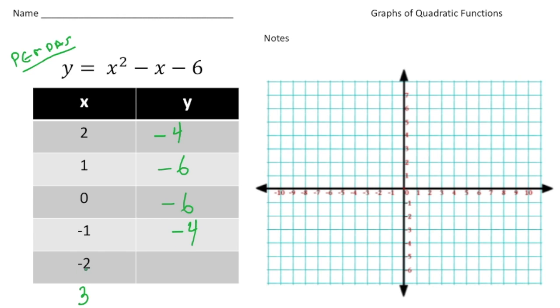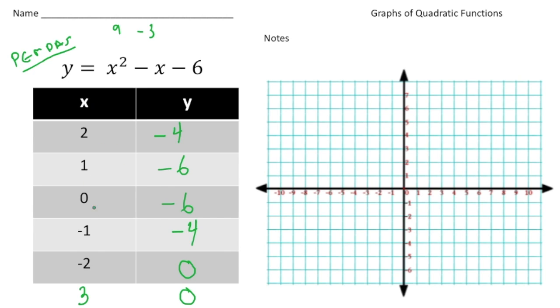Here we have a negative 2. So negative 2 squared is 4. And when I subtract the negative 2, that's like adding 2, which makes it 6. And then 6 take away 6 gives you a 0. And then when I plug in 3, 3 squared gives us actually a 9. I'm going to write that in. So 9. 9 take away 3 gives us a 6. And 6 take away 6 gives us a 0. So we get a y value of 0.